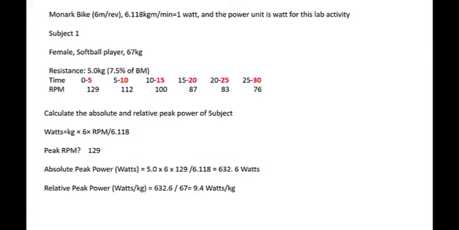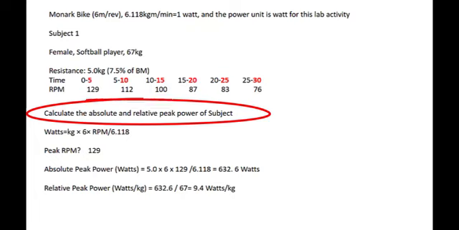And this Wingate score may also be expressed in relative terms by dividing it by body mass. So absolute peak power 632.6 can be divided by body mass 67. So that equals 9.4 watts per kilogram. This is relative peak power.